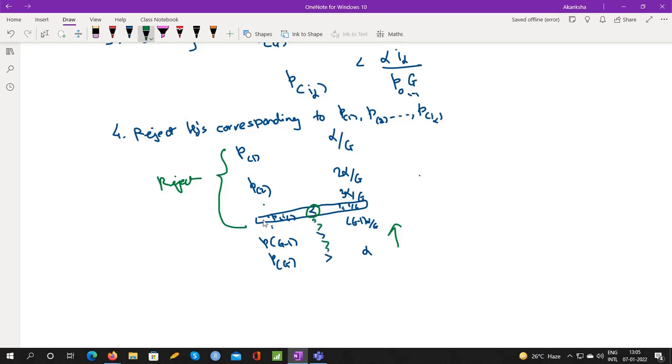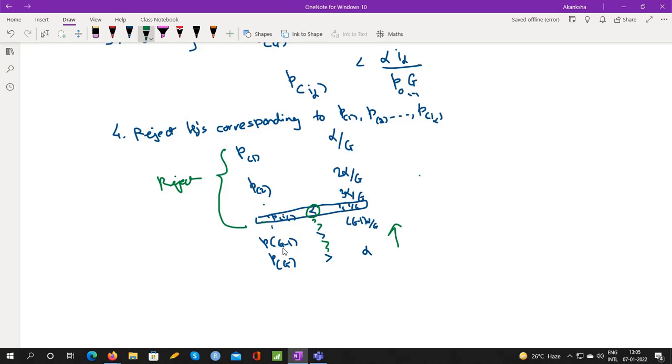Then we will say that from this hypothesis, all the hypotheses whose p values are less than this p value, all these should be rejected and all the remaining hypotheses should be accepted, not rejected.